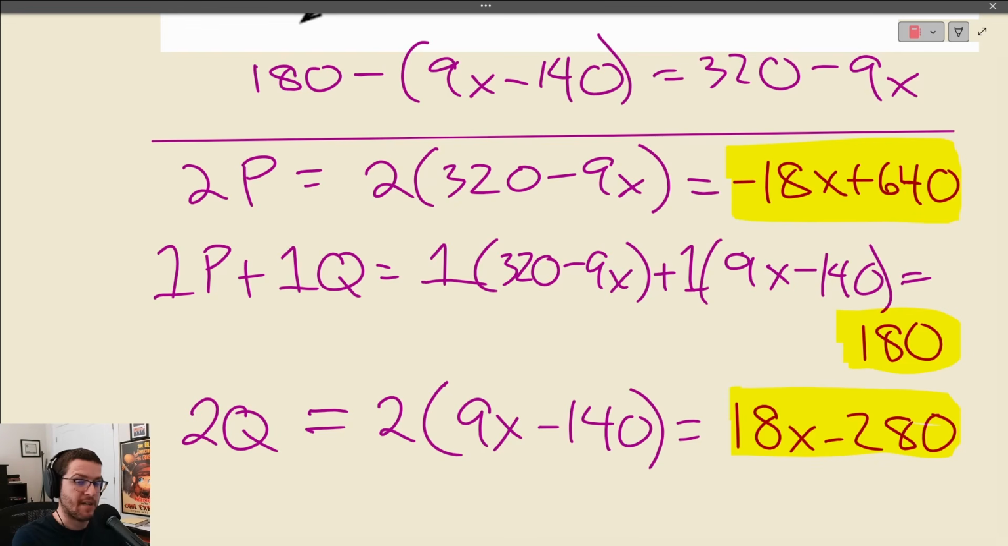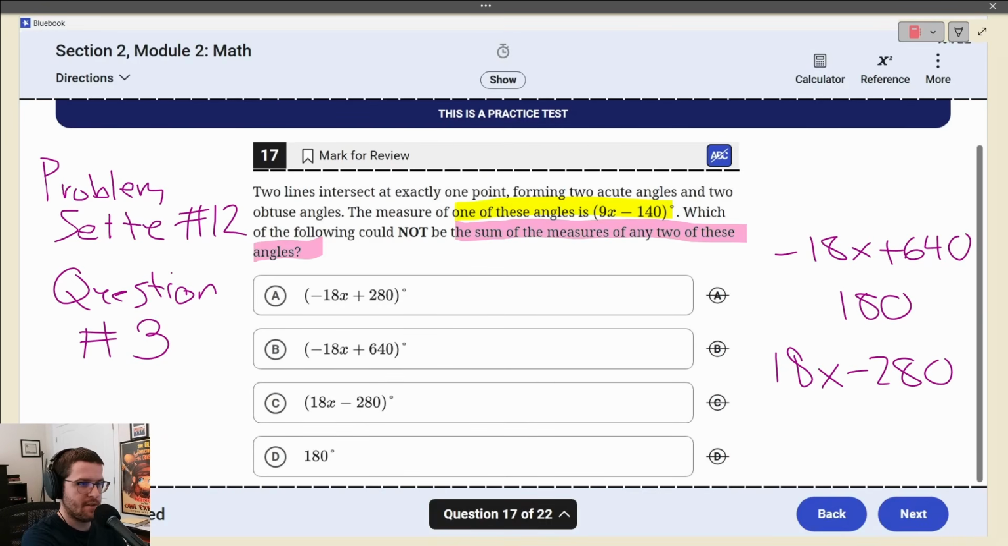Let's take these, put them back next to the question, and see if an answer stands out to us. Okay, I think I did that correctly. So negative 18x plus 640, that's one of the ones we got. It wants which one is not, so we're looking for one that's no good. 180, that's good. We got 180 as one of our options. And 18x minus 280, that's good too. Negative 18x plus 280 was not one of the possibilities for adding 2 angles that we got. So this is the correct answer. It's asking which one is not right.